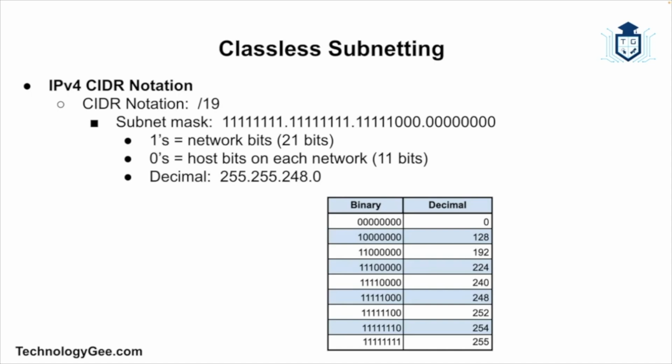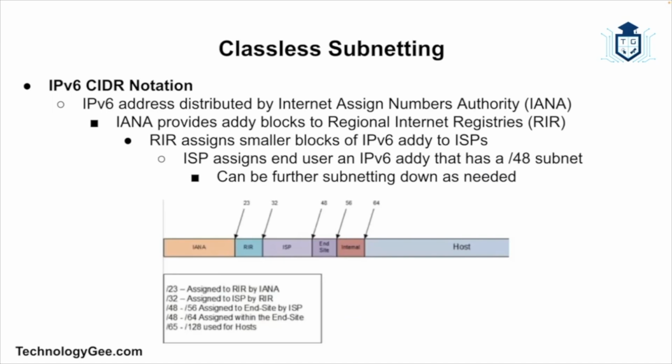So we have a subnet mask of 255.255.224.0, where the first 19 bits are turned on and the last 13 bits are turned off, which identify the host bits. All right, next let's talk about IP version 6 CIDR notation.